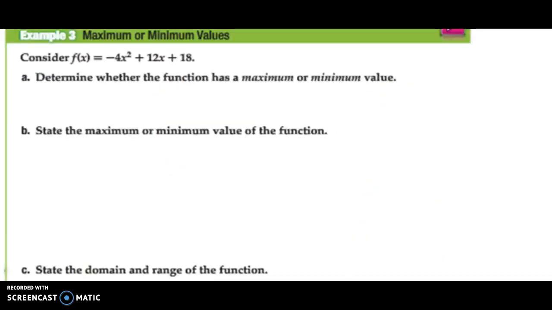So let's look at an example right here. Determine whether the function has a maximum or minimum value. So essentially they're asking us right here in part A, what is the coefficient in front of x squared? Well, since a is -4, that means that it's going to open down. So this is going to have a maximum value.